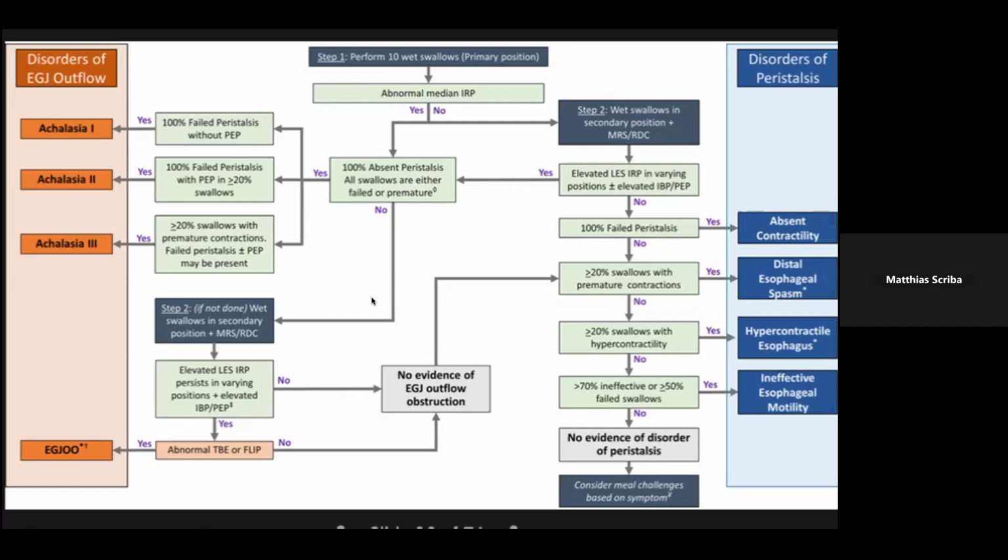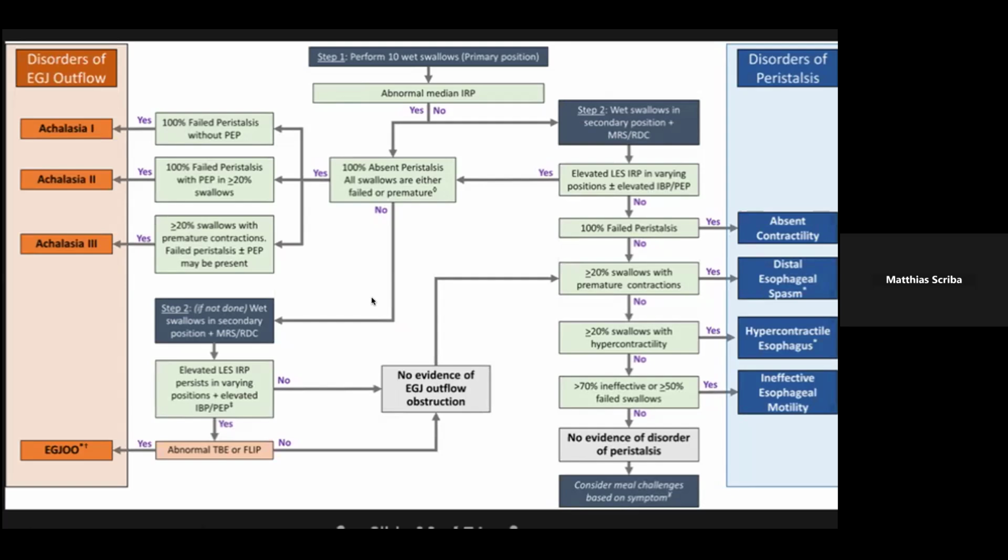Basically, the first thing is always to look at the IRP, which is the integrated relaxation pressure, and that's a median over at least 10 swallows. So it's not just one swallow. That's important to remember. Based on that, we then go left or right on this flow diagram. The ones on the right, which are disorders of peristalsis, are in order of how they outrank each other.